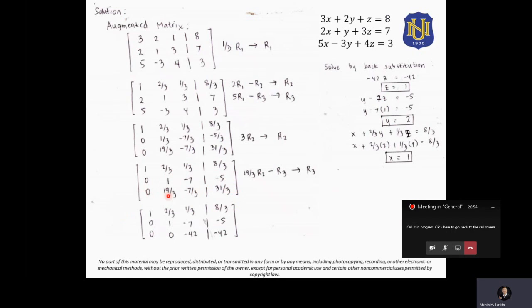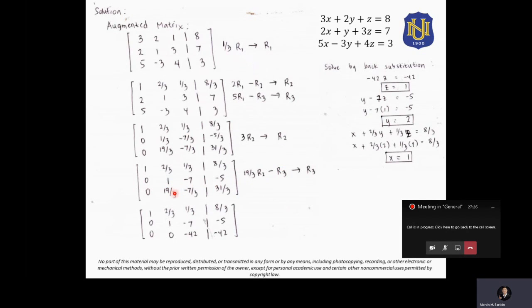So ang goal nga natin, itong 19 thirds na to, kailangan natin mapag-0. So we can use the second row. We can multiply doon sa second row 19 thirds, and then i-subtract natin yung row 3 natin para ma-cancel itong 19 thirds, maging 0. And that will be our new row 3. So 19 thirds multiplied to the whole second row: 19 thirds times 1 will be 19 thirds minus R3.